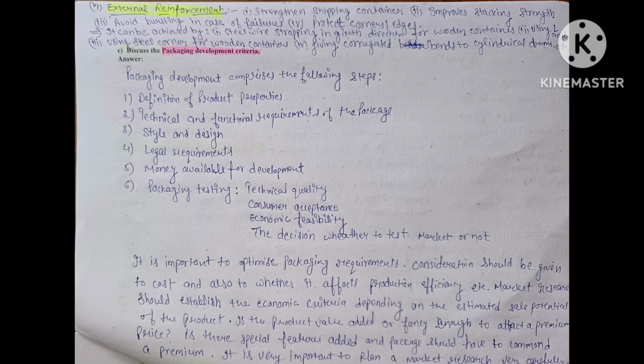It is important to optimize the packaging requirements. Considerations should be given to cost and also to whether it affects production efficiency, etc. Market research should establish the economic criteria depending on the estimated sale potential of the product. Is the product value added or fancy enough to attract premium price? Are there special features added, and should the package have them to command a premium? It is very important to plan a market research very carefully.